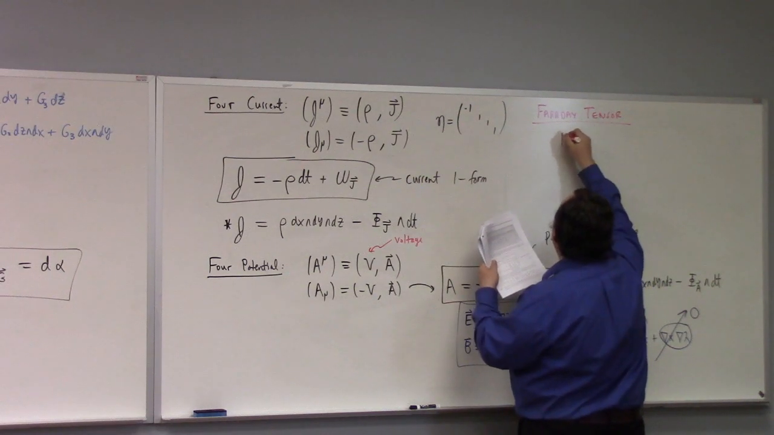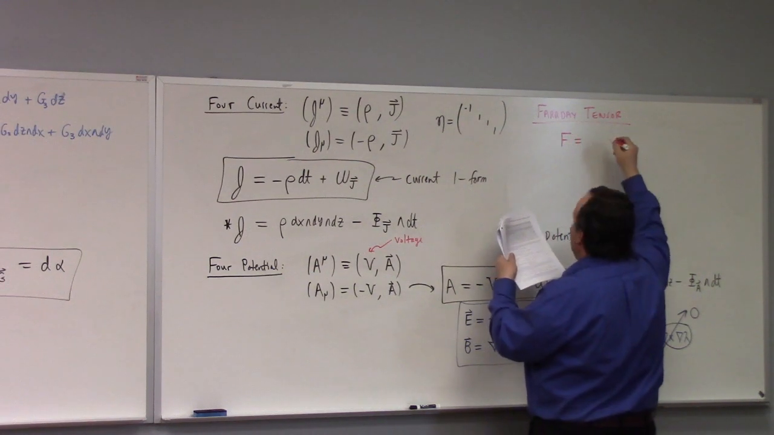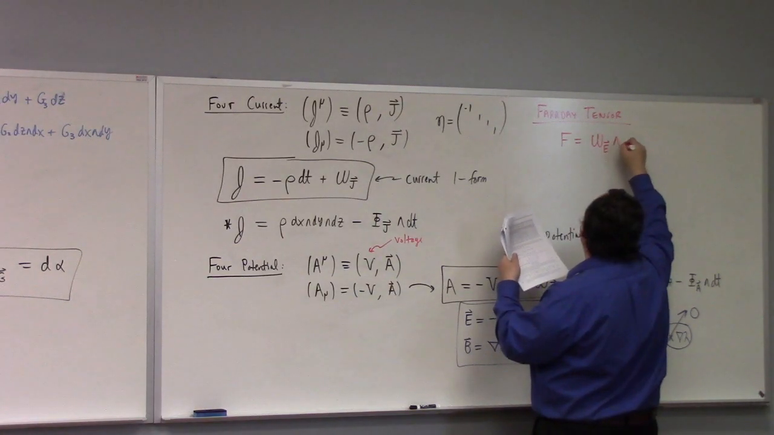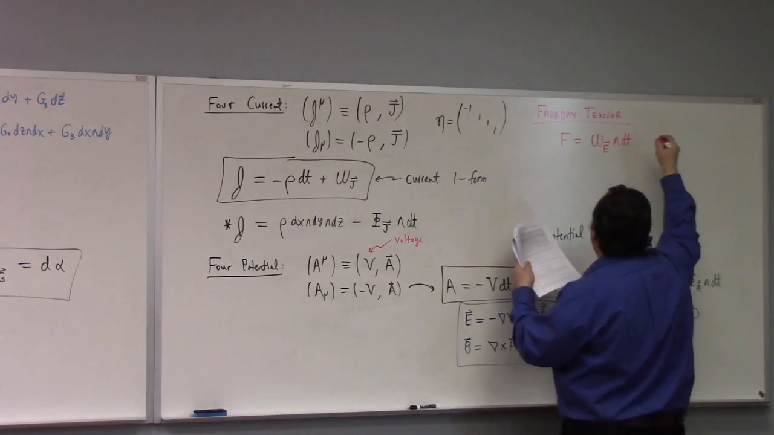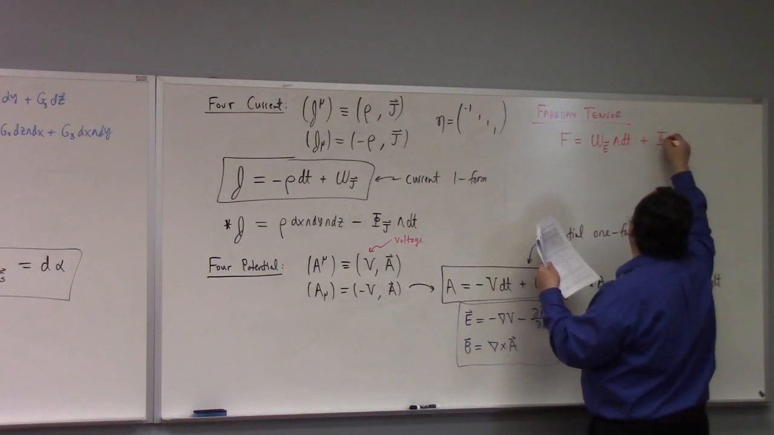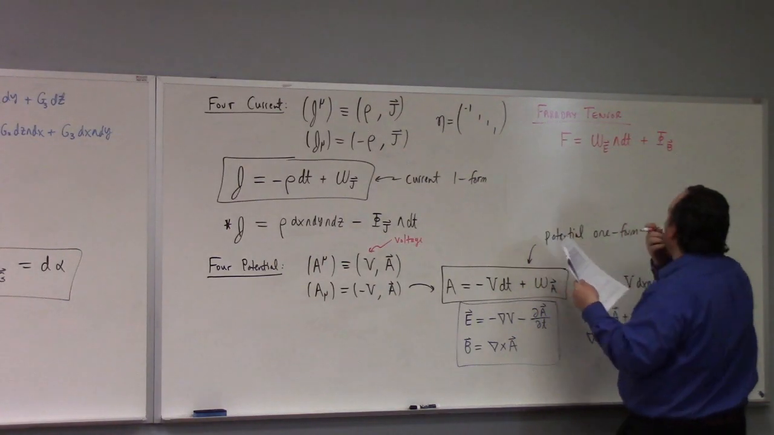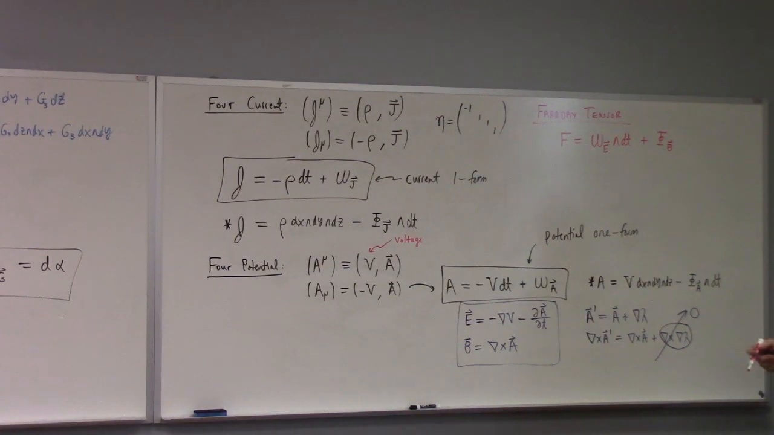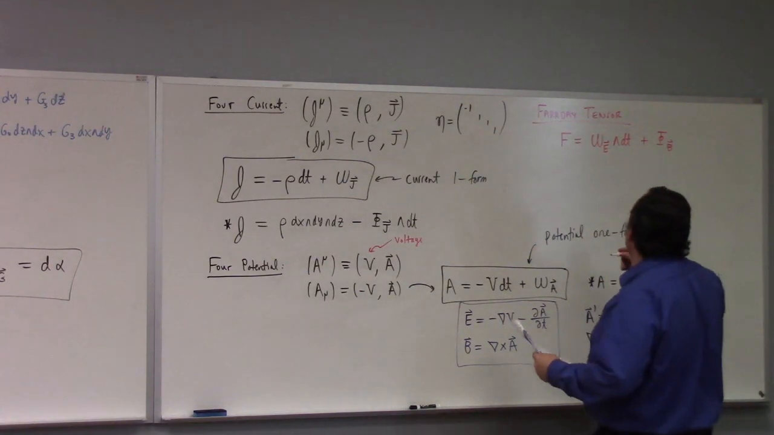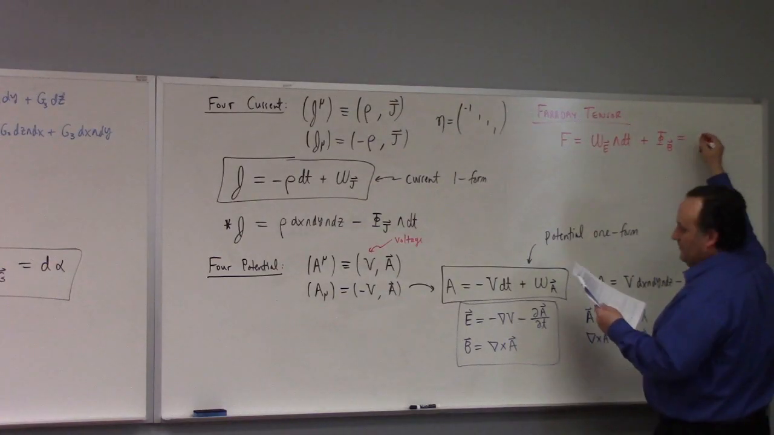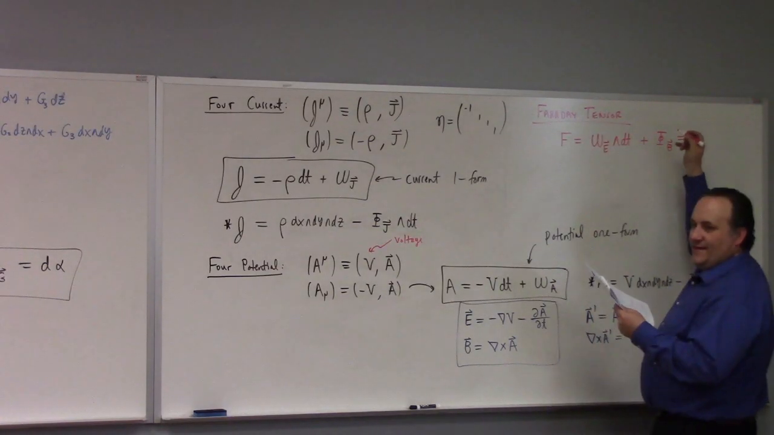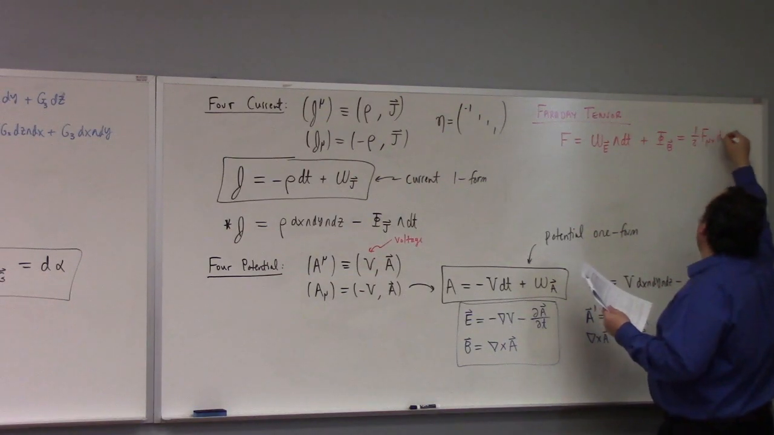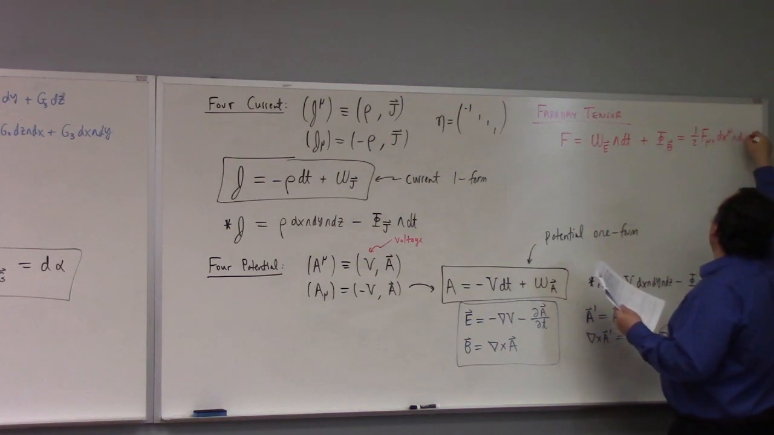F is equal to the work form of the electric field, wedge dt, plus the flux form of the magnetic field. That's the Faraday tensor. Now, we can write that in the repeated index notation as 1/2 F mu nu dx mu wedge dx nu.